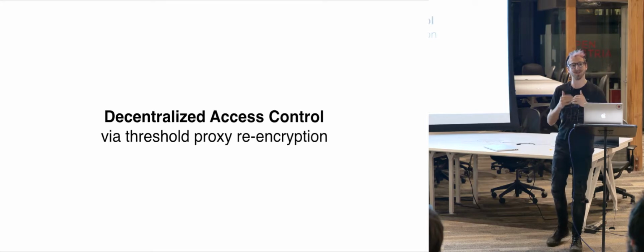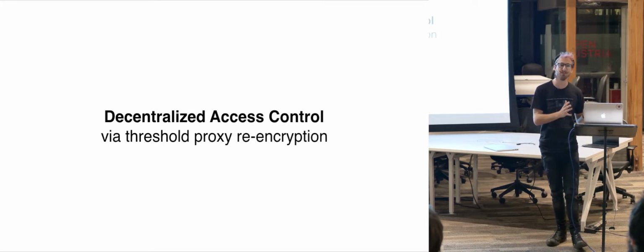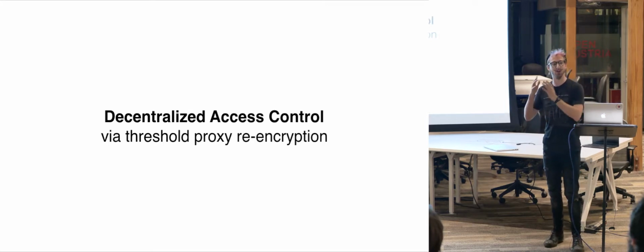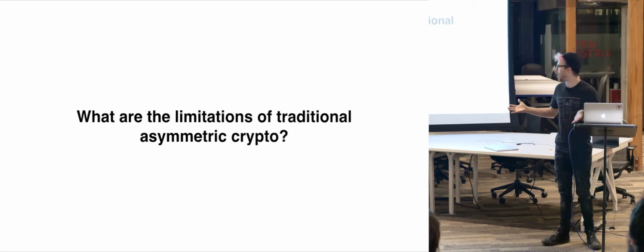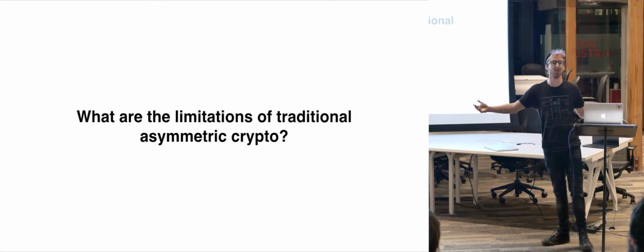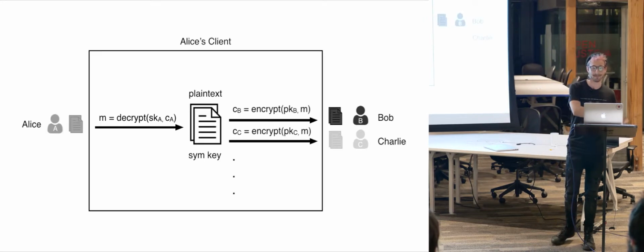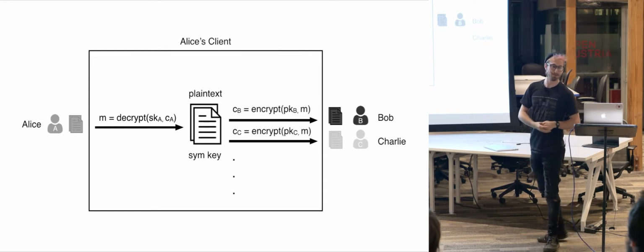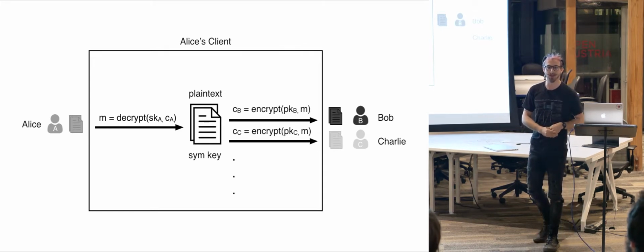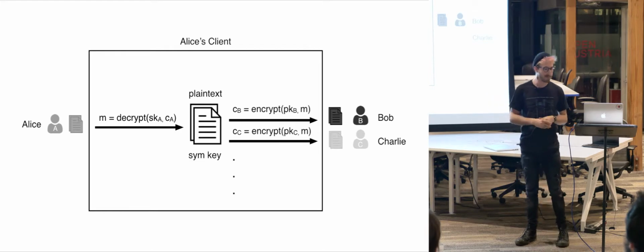So we'll take this down step by step, of what we currently have and what the problem is and what NuCypher allows us to do. So we'll ask a very basic question. What are the limitations of traditional asymmetric crypto, right? So let's take the traditional file sharing narrative that we currently have with just regular public key encryption.